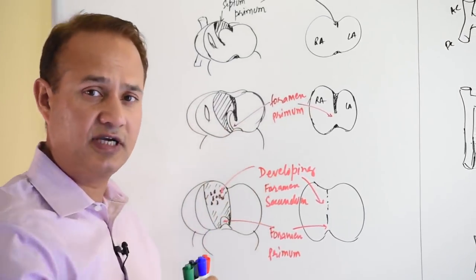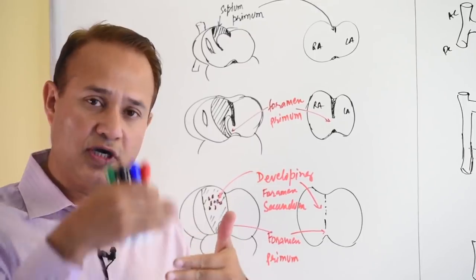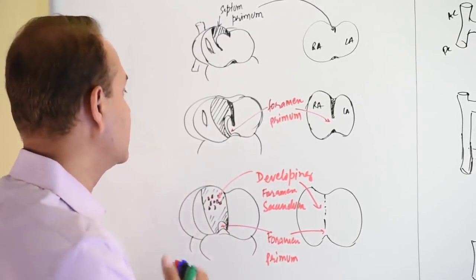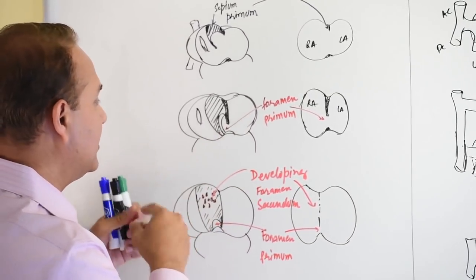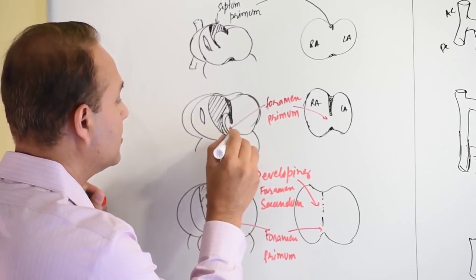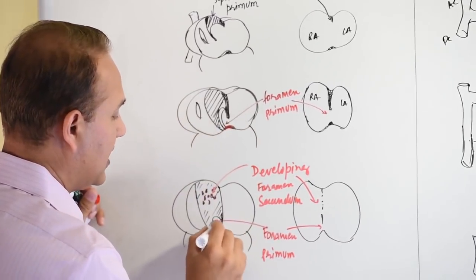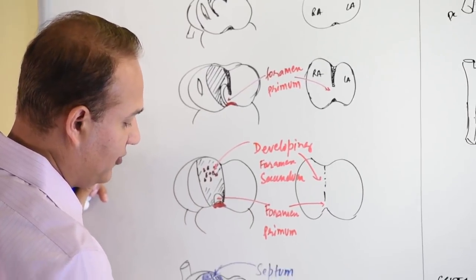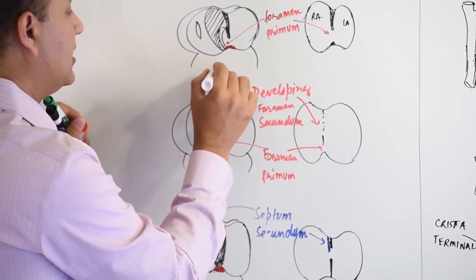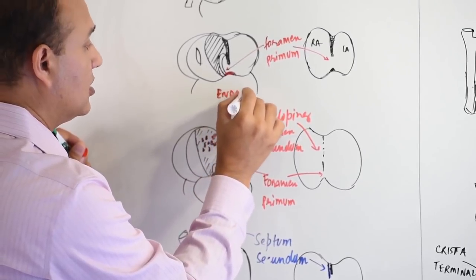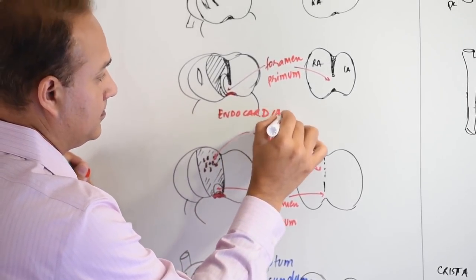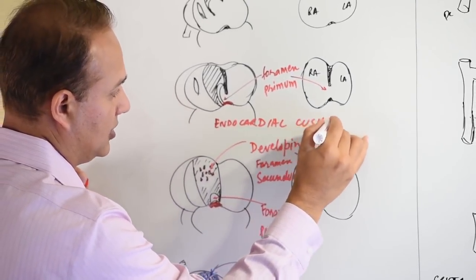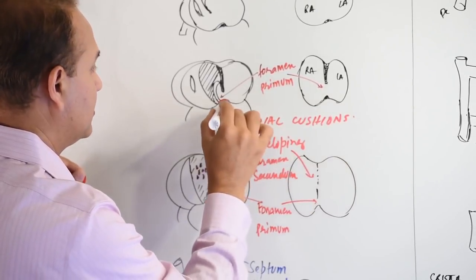In our previous lecture, we created a small diagram where we showed how the septum would come and combine with the cushions. So the cushions are in this area. Here are the cushions, endocardial cushions. And the septum is going to go and fuse with these endocardial cushions. I hope you can read these.